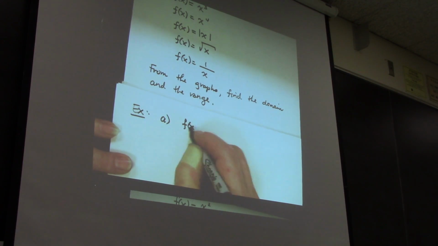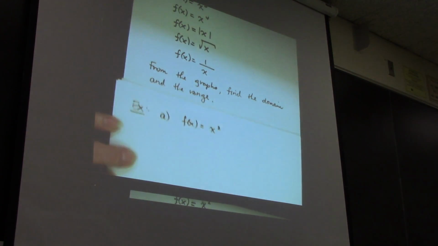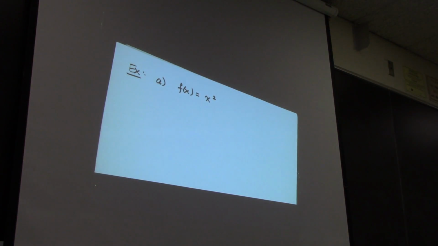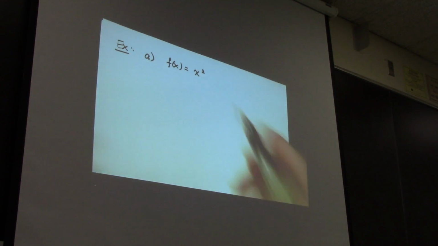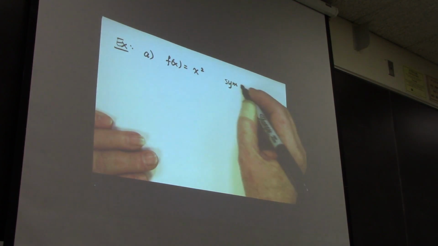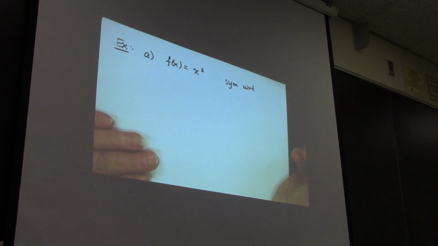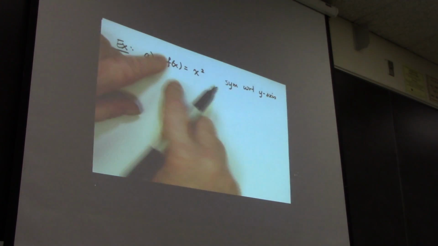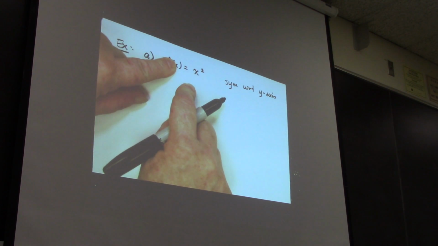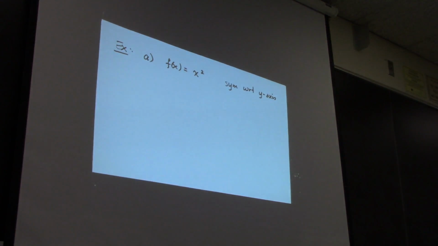Let's graph f of x equals x squared. Now, is there any symmetry? Yes, with respect to the y-axis. If you plug in, this is y equals x squared. If you substitute in the opposite of x for x, you get the same thing. The opposite of x squared is x squared.